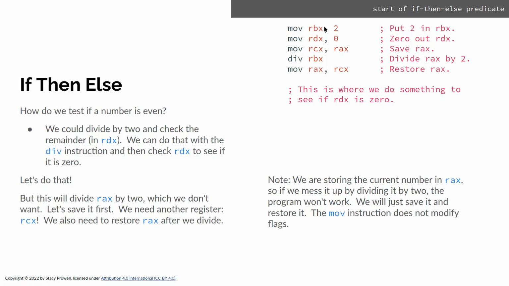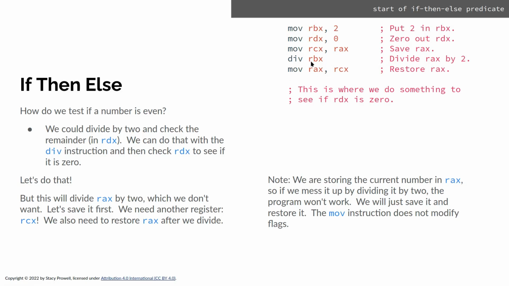So let's put 2 in RBX, 0 out RDX, so we don't get an exception. Let's go ahead and save RAX. We'll move it into RCX. We're not using it for anything else. Let's use it to save RAX. Then we do the div, and then we can restore RAX from our temporary variable. So we save it temporarily here, restore it here. We do our division here that divides it by 2. That's what's in RBX. And now the result of that division by 2 is in RAX, and the remainder is in RDX.